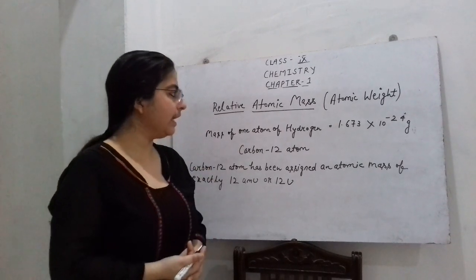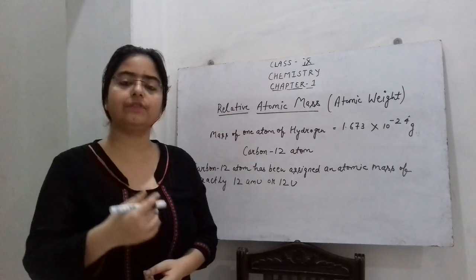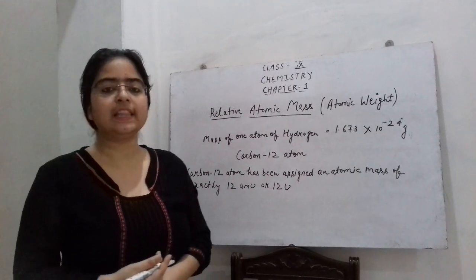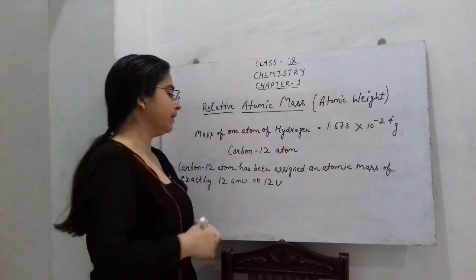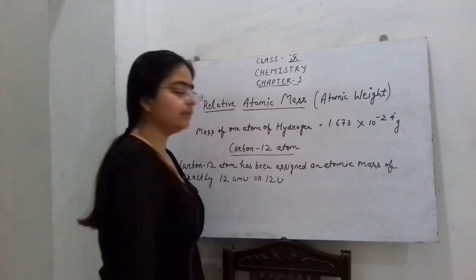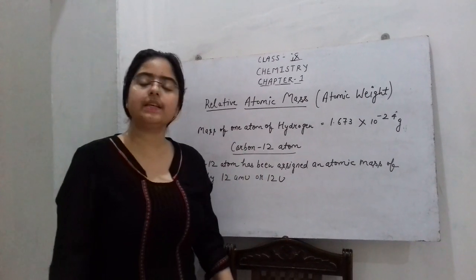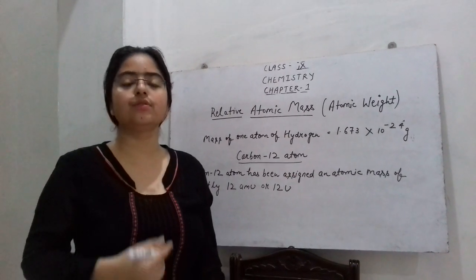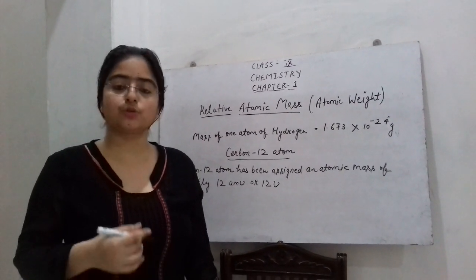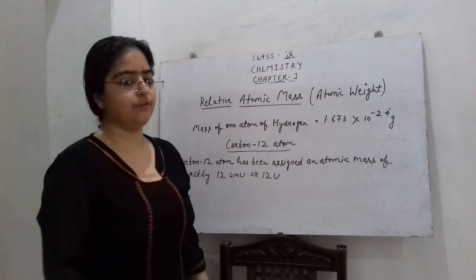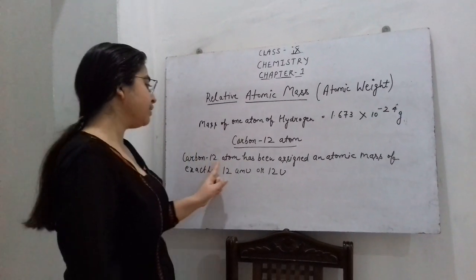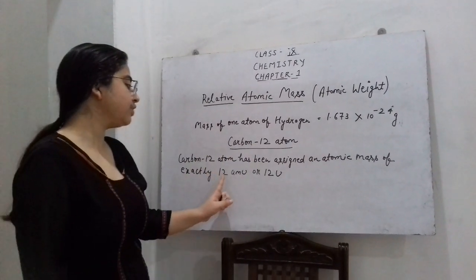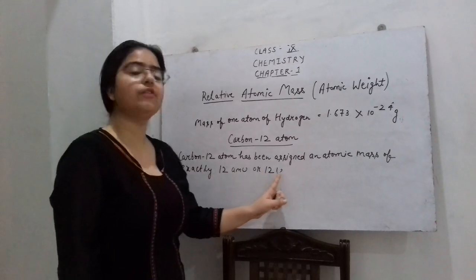So before understanding the present definition of the atomic mass or relative atomic mass, we should first know the meaning of carbon 12 atom. What is this carbon 12 atom? Carbon 12 atom is that atom of carbon which has 6 protons and 6 neutrons in its nucleus, so that its mass number is 12. Now this carbon 12 atom has been assigned an atomic mass of exactly 12 AMU or 12 unit.